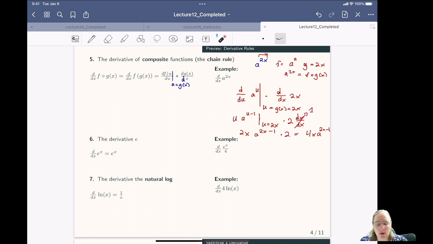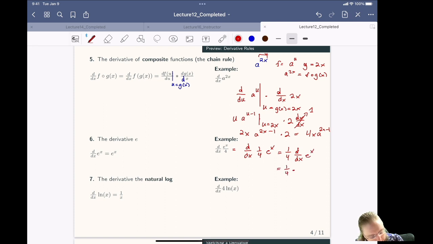All right, now we have some special derivatives. I already told you guys about this one, that the derivative of e to the x is simply e to the x. And so if we have d by dx of e to the x over 4, we could rewrite this as d by dx of 1/4 e to the x. Now note that this is a constant, so it simply factors out. So we have 1/4 d by dx of e to the x, which is simply 1/4 e to the x.